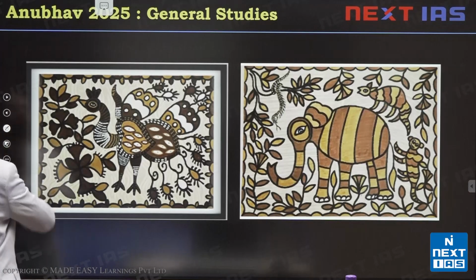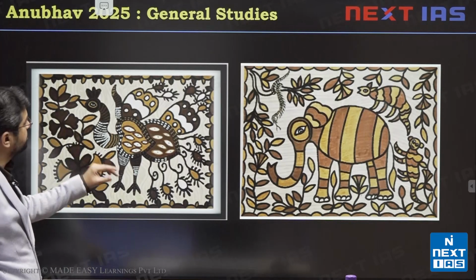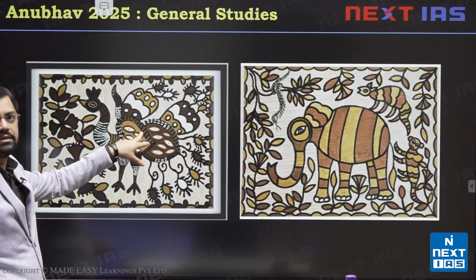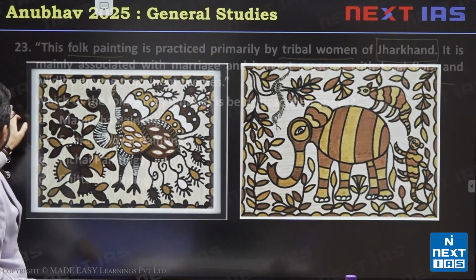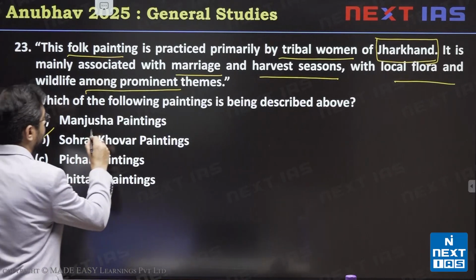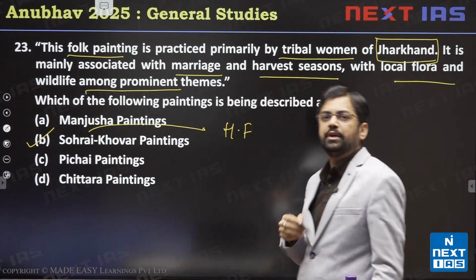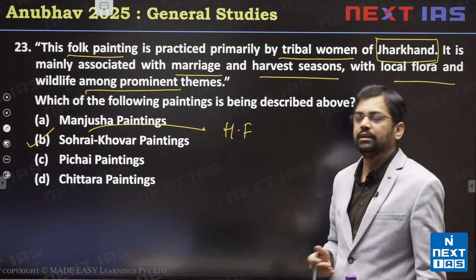I can also show you these paintings. So if you see in these paintings, you can also see the wildlife and the flora and the fauna which is majorly depicted. So these paintings, where Sohrai is going to be the name of the winter harvesting festival, and this is majorly celebrated after the Diwali, right?